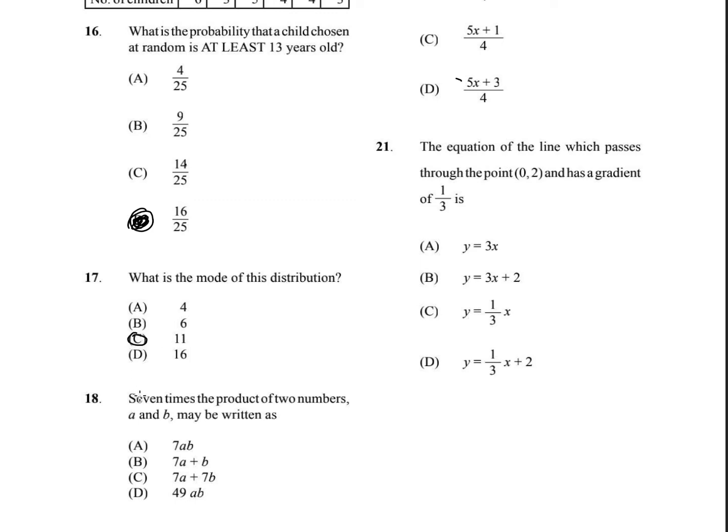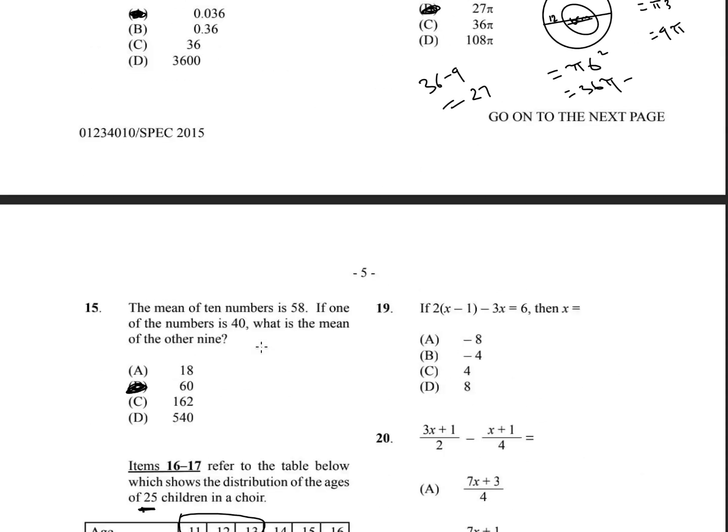Number 18. This says 7 times the product of two numbers A and B may be written as, and as you can see we already have the answer. So product is the same as multiplication. Product in this case is the same as multiplication. Your answer is A. Let's move on to question 19.